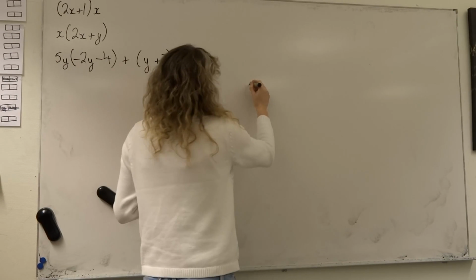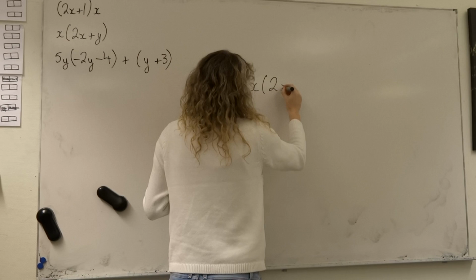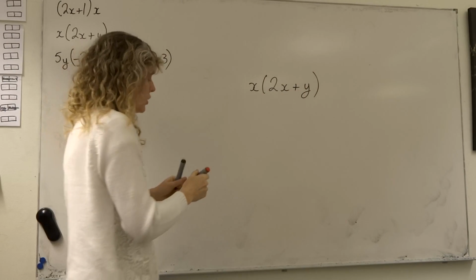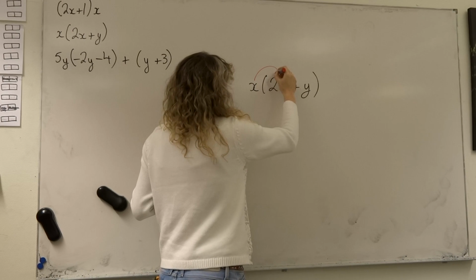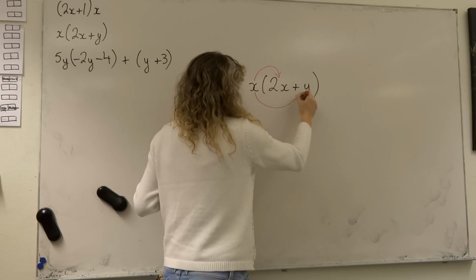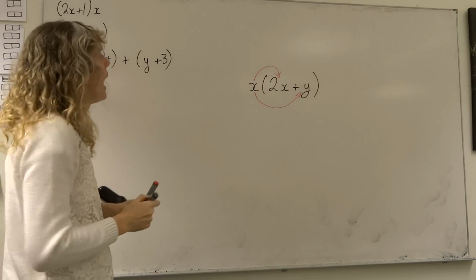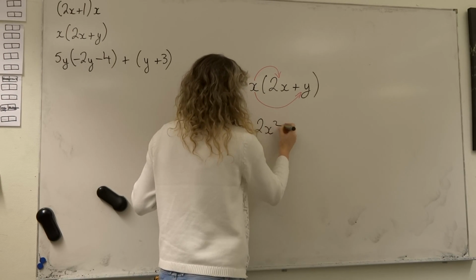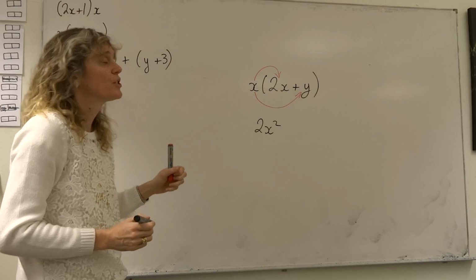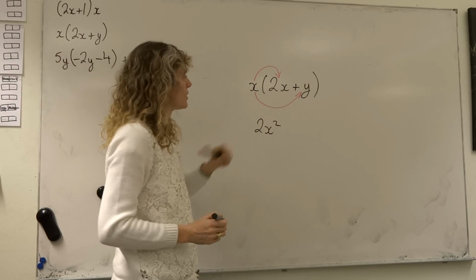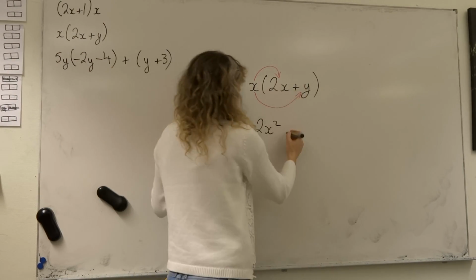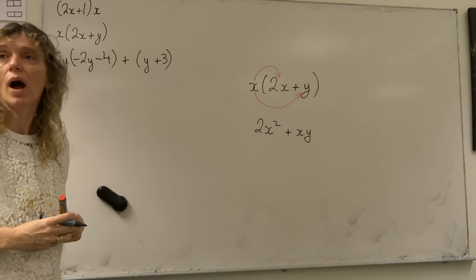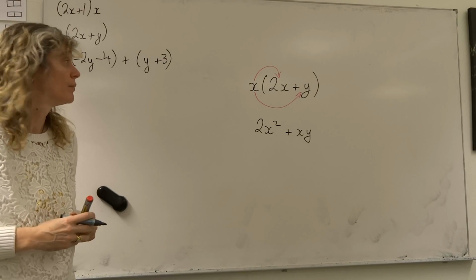X times 2x plus y. Again, multiply the x by everything inside the brackets, first by this one, then by this one. X times 2x would give us 2x squared: 1 times 2 is 2, x times x is x squared. And x times plus y would give us xy. Xy means x times y.